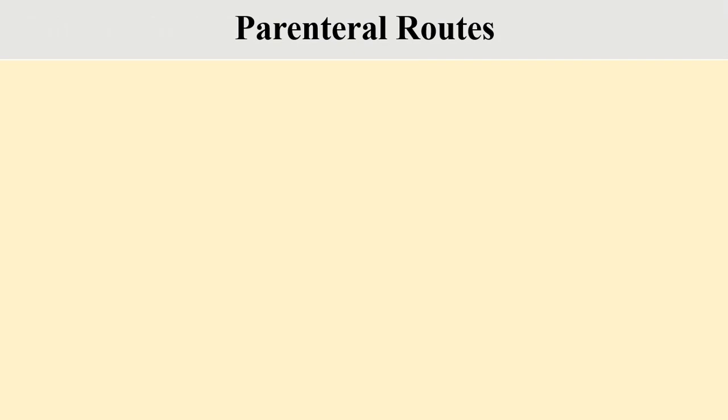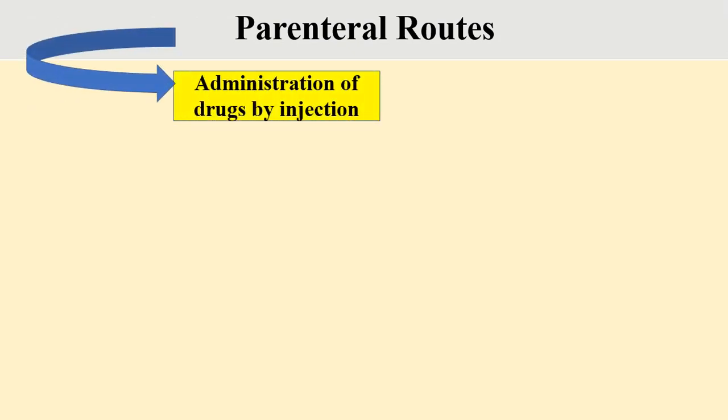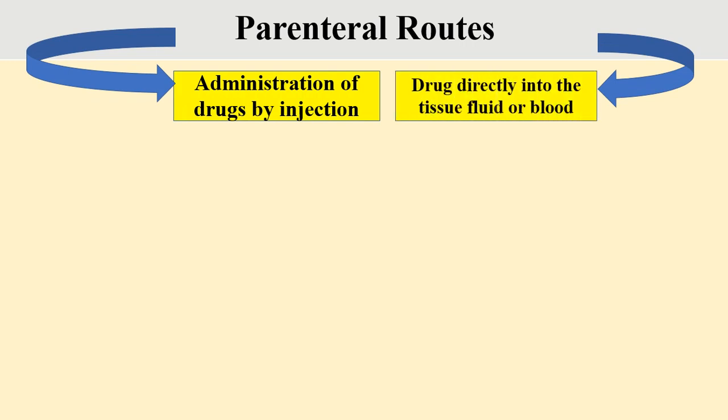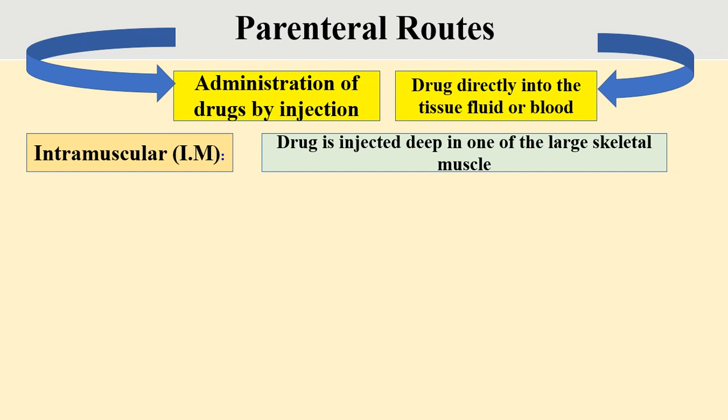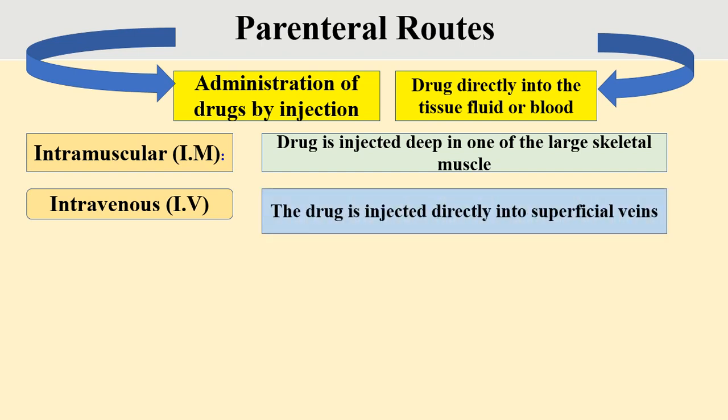When we use the parenteral routes, that means we give the drug intravenously, intramuscularly, or subcutaneously. This route of administration must be given by injection, and the drug reaches the tissue and bloodstream directly. If we give it intramuscularly, the drug is injected deeply into a large skeletal muscle. If we give it intravenously, that means it is given directly into the bloodstream, and we use superficial veins to administer the drug.